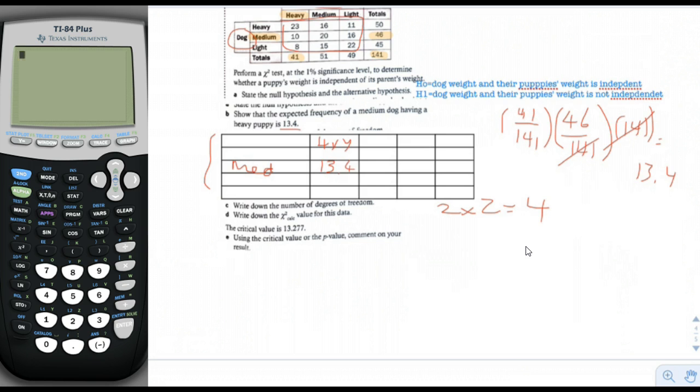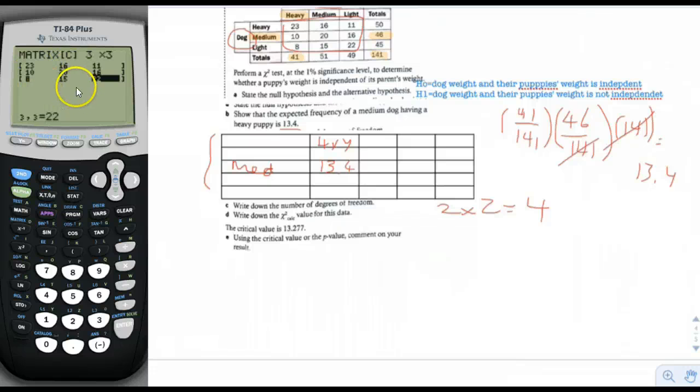Write down the chi-squared value for this data. The chi-squared value, we're going to have to type in all these numbers into the calculator. Let's put it in C and D. Second matrix, edit. Then I go to C, and then I change it to a 3 by 3 matrix because that's what it is. And then I need to type in all these numbers. And the first one is 23. And the second one is 10. And I'm not going to make you watch all.